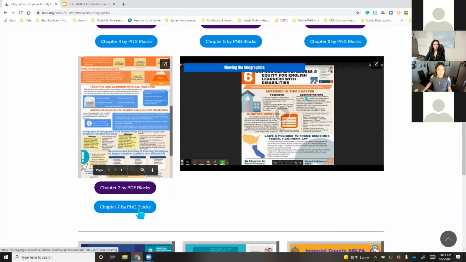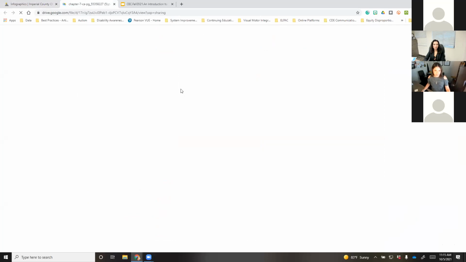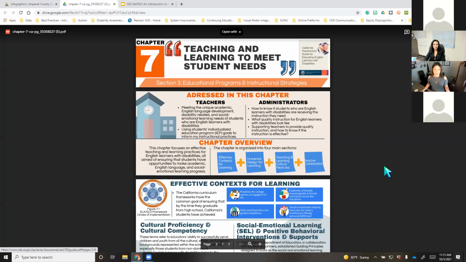So what you could do is click on chapter 7 by blocks, always remembering that PDF is the one that will give you access to the links. PNG won't, because it's basically a photograph, an image, a picture, so you won't have access to links. If you click on PDF by blocks, it will pop up that same infographic in more manageable chunks. So again, if you're responsible for building capacity, or you're responsible for collaborating, and you want to share specific sections of chapter 7 or any of the other chapter infographics that we've developed and made available for you, you can do it one chunk at a time.